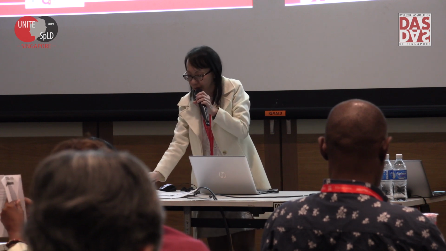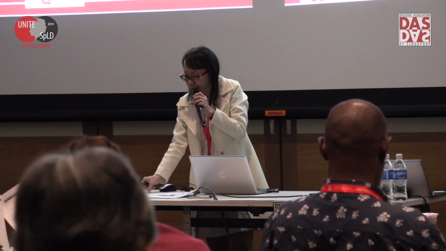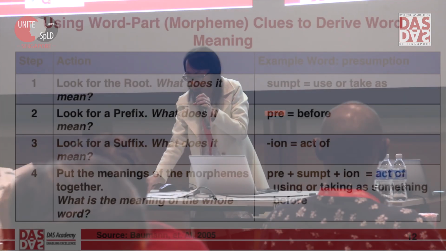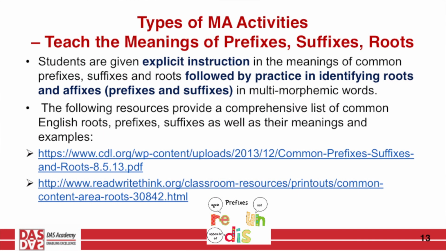Okay, so the first one is a list of common prefixes, suffixes, and roots in academic texts. And this is from this website by CDL, okay? And the next handout is actually one which is very useful, I feel, because what it does is that it gives you common content area roots and affixes.